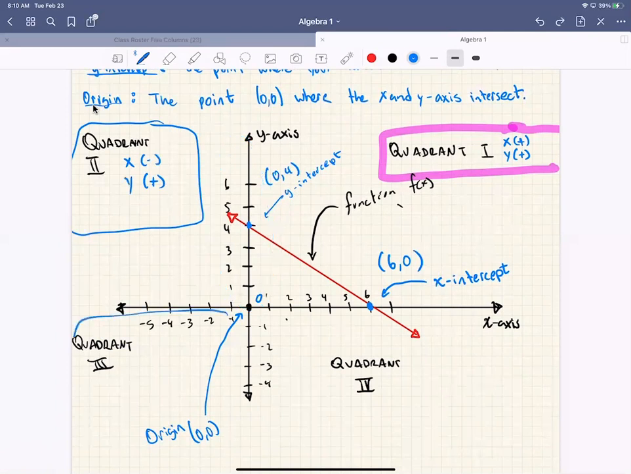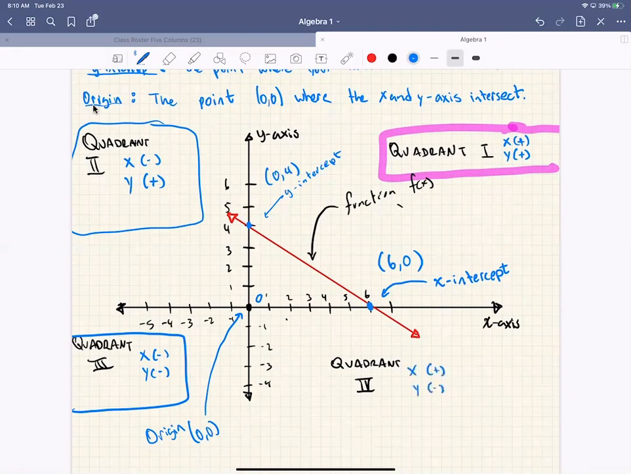Quadrant 3 is this part of our graph, and that is when both our x is negative and our y is negative. That's what's special about quadrant 3. It's always all negative. And then we go to our last section of our graph, quadrant 4. That's going to have the x being positive and the y being negative. Why? Well, the x's are positive here, but the y's are negative here. Okay, and those are our quadrants.